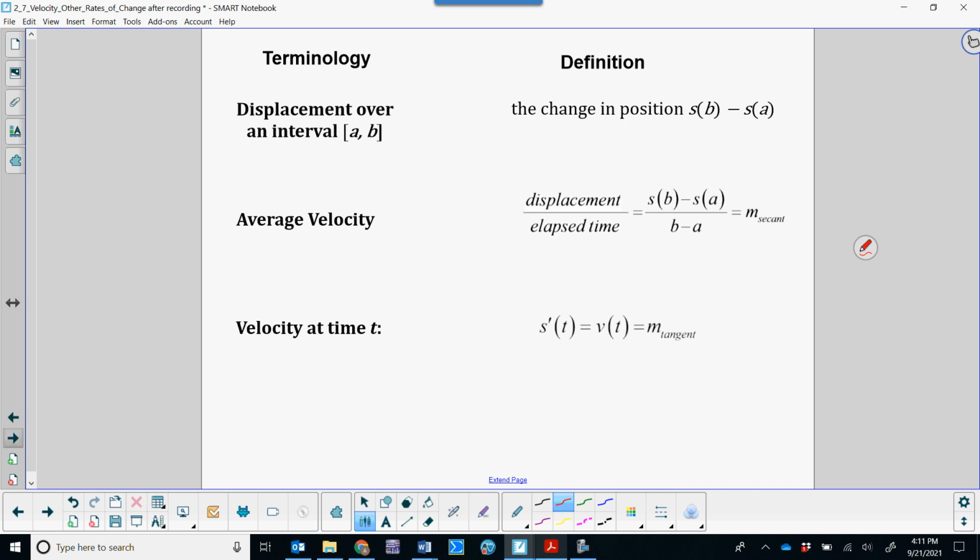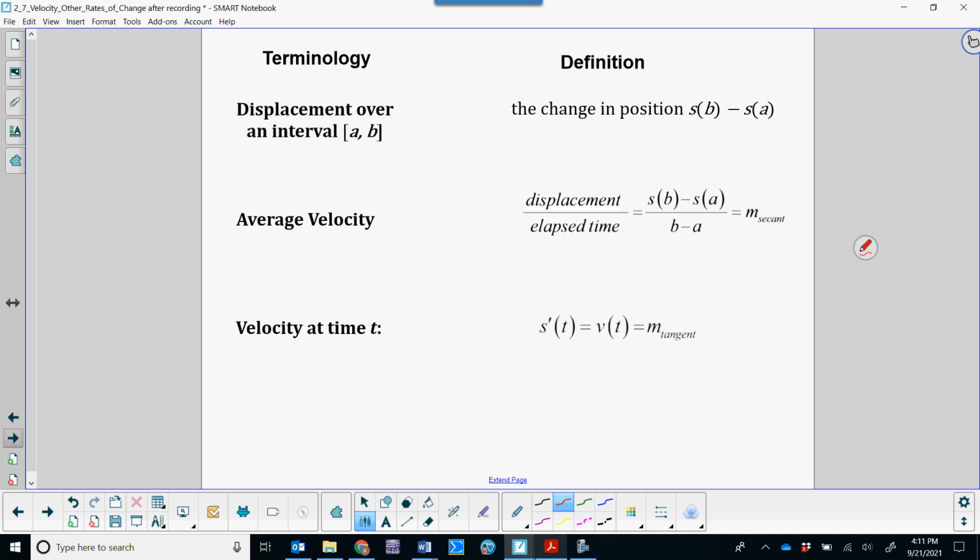So displacement is the change in position, and we generally use S for position, sometimes X, mostly more in physics than in calculus. We usually use S. So it would be S of B minus S of A. It's just the change in position from the beginning to the end of the interval. Average velocity is displacement over the elapsed time, the time in the interval that you're averaging over, or S of B minus S of A over B minus A. That's also the slope of a secant line, because you're connecting two different points.